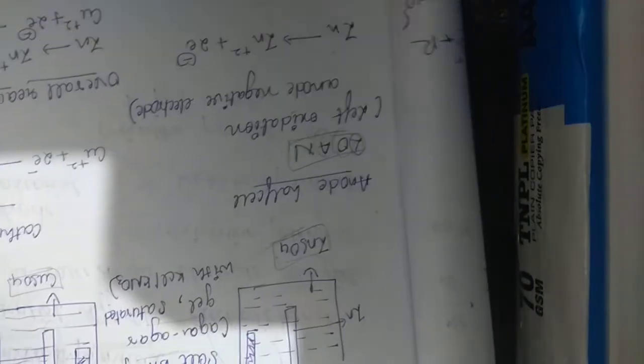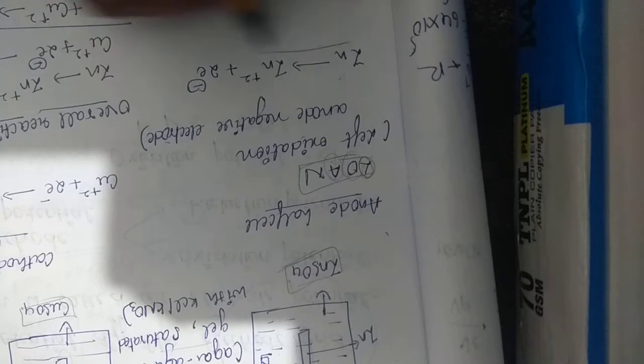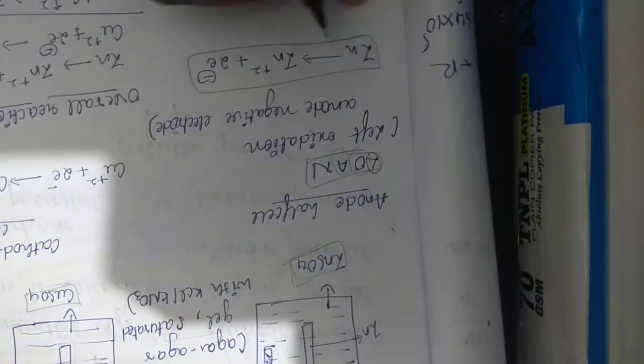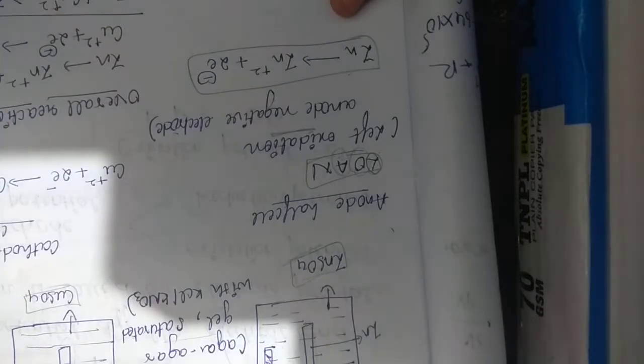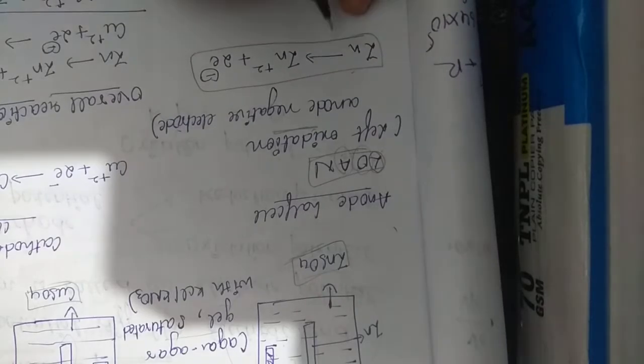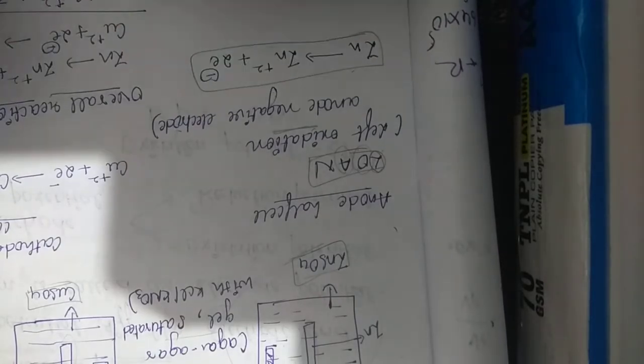Now the equation at the left half cell is this, for the zinc. Here it is oxidation. What is oxidation? Removal of electrons or addition of oxygen is called oxidation, right? Now here the electrons are being removed.